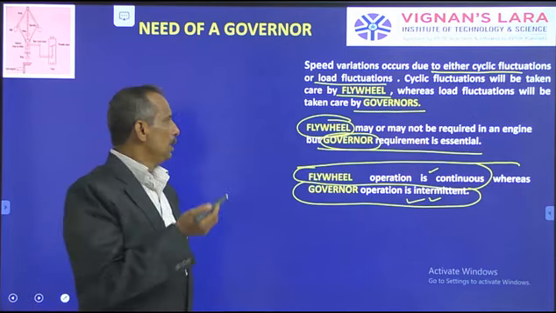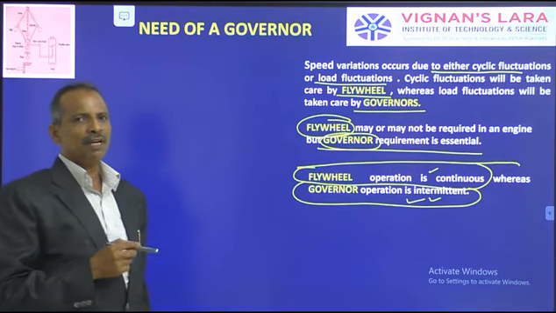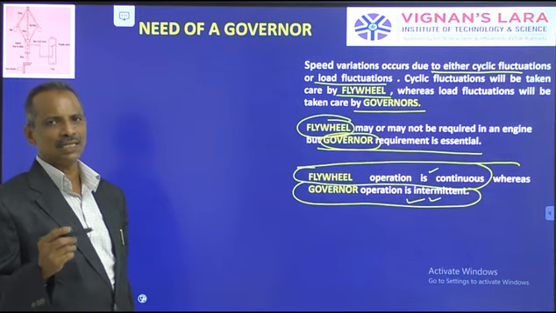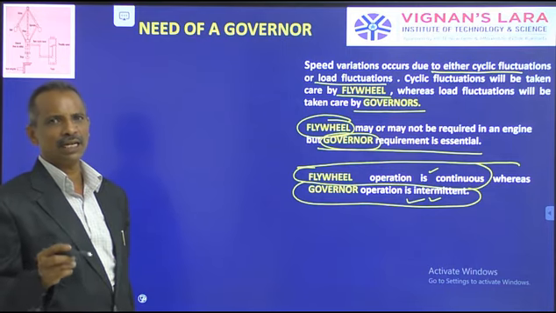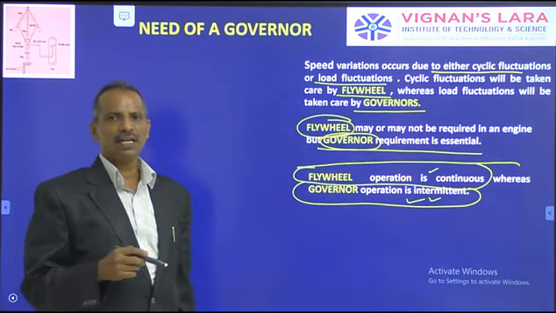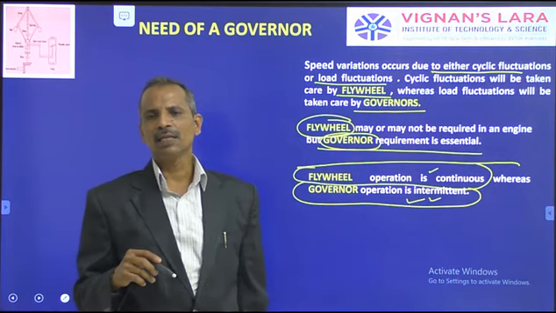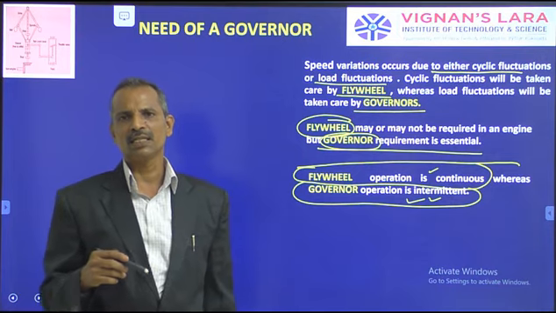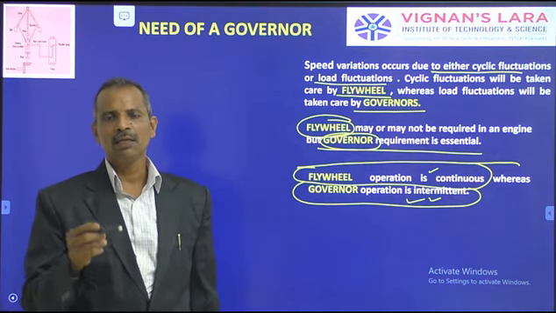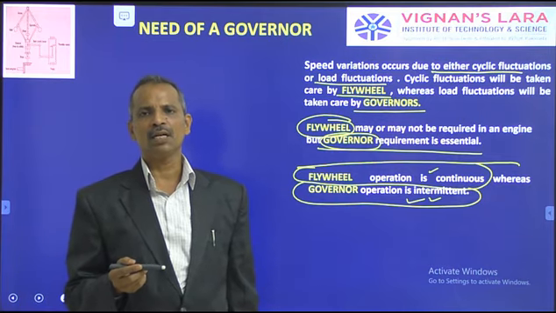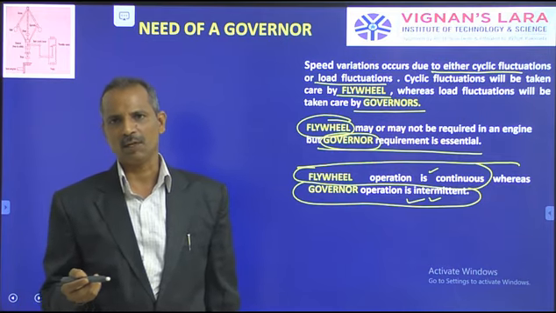A flywheel may not be required by an equipment, but a governor is an essential tool which will take care of load variations to maintain a constant speed. And finally, flywheel operation is continuous, whereas the governor operation is an intermittent operation.